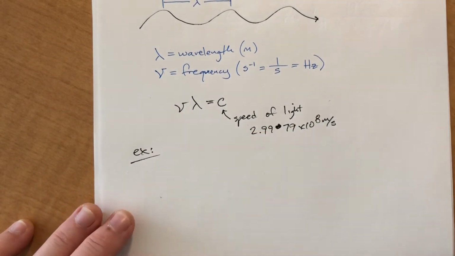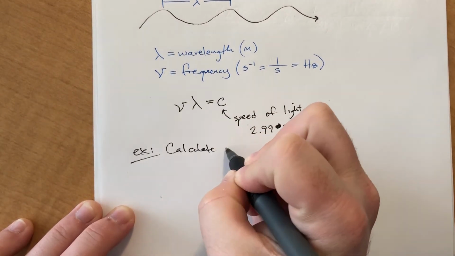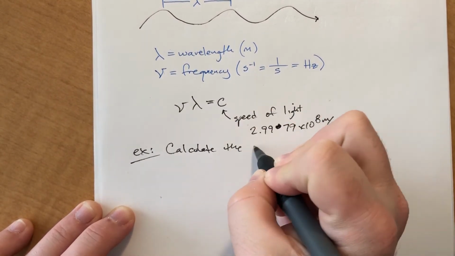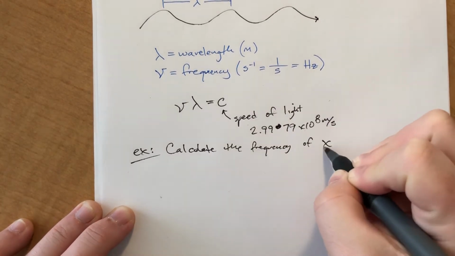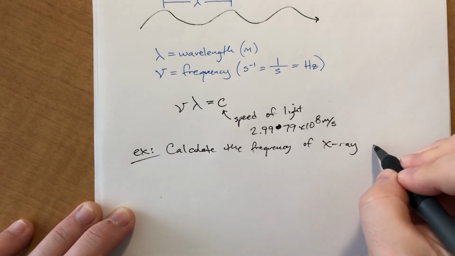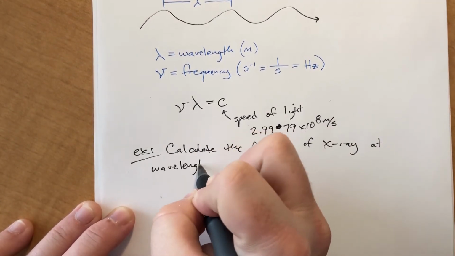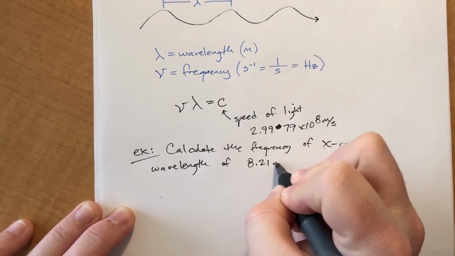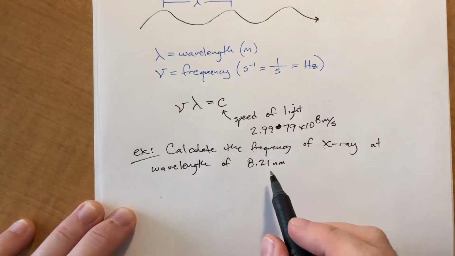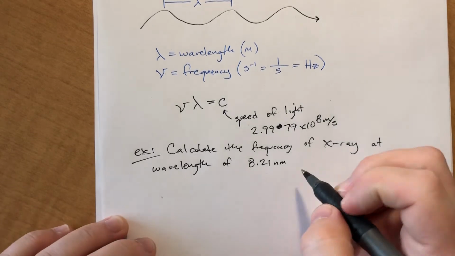So we want to calculate the frequency of an X-ray at a wavelength of 8.21 nanometers. A nanometer is 10 to the 9th nanometers equals a meter. So it's really, really, really small.